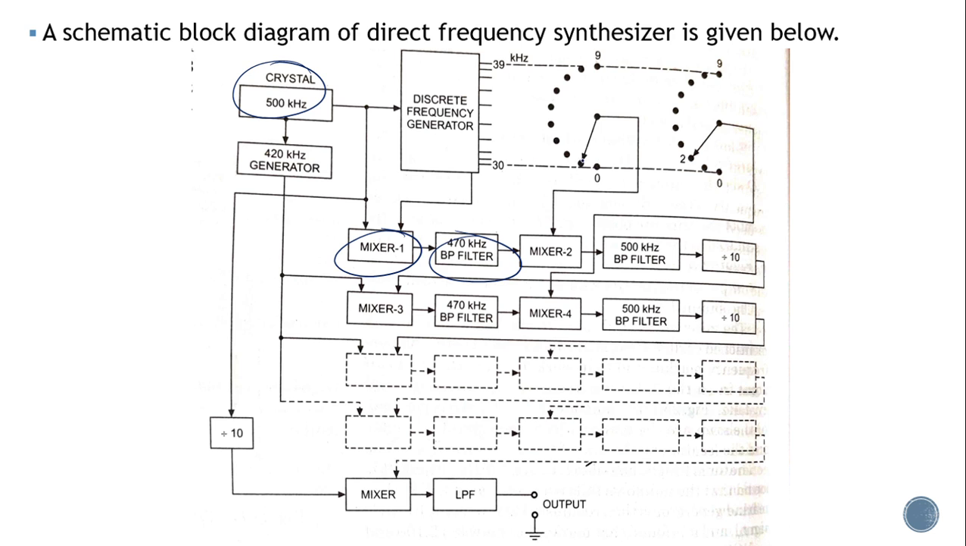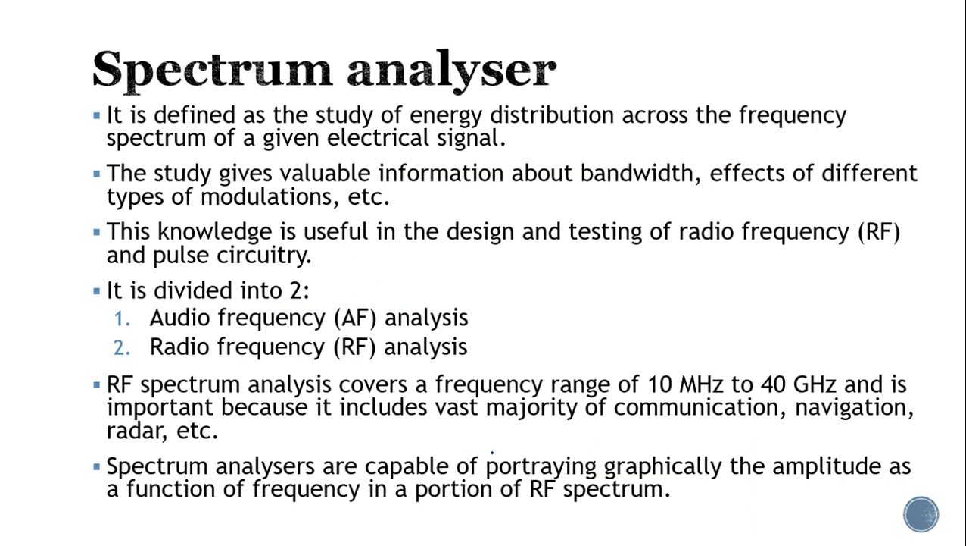Here, if you turn this knob, you can set whichever frequency you need, and correspondingly you will get changes in the output. So in the direct frequency synthesizer, you are using a set of multipliers and mixers to get the required output. So that was your frequency synthesizer.